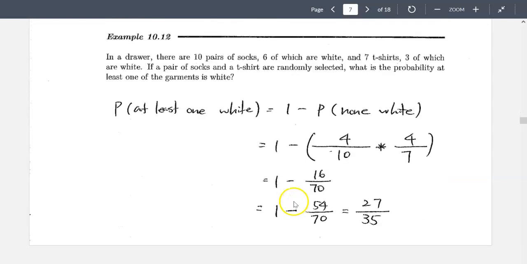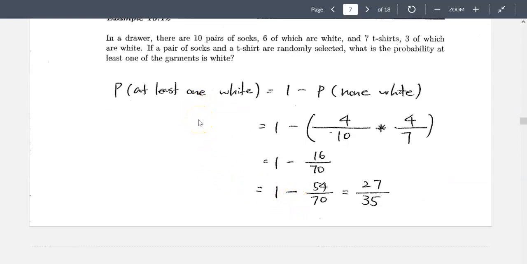Okay, so here's another one. This is one probably more similar to what's on the homework or your test. Okay, so it reads, in a drawer there are 10 pairs of socks, 6 white, and 7 t-shirts, 3 of them white. If a pair of socks and a t-shirt is randomly selected, what's the probability at least one of them is white? So at least one means it could be one sock is white, or one t-shirt is white, or both, right? But the only scenario we don't want is none of them are white, right? If you get both the sock and shirt not white, then that's not what you want.